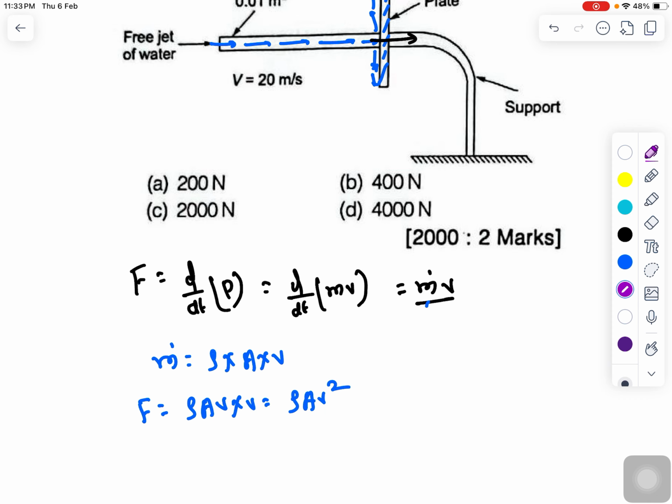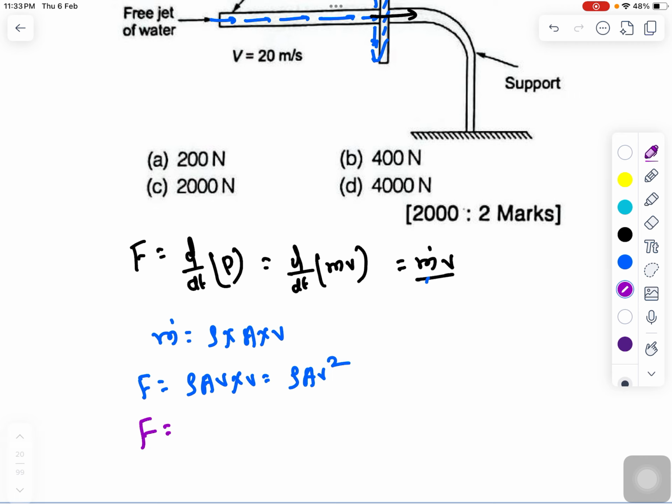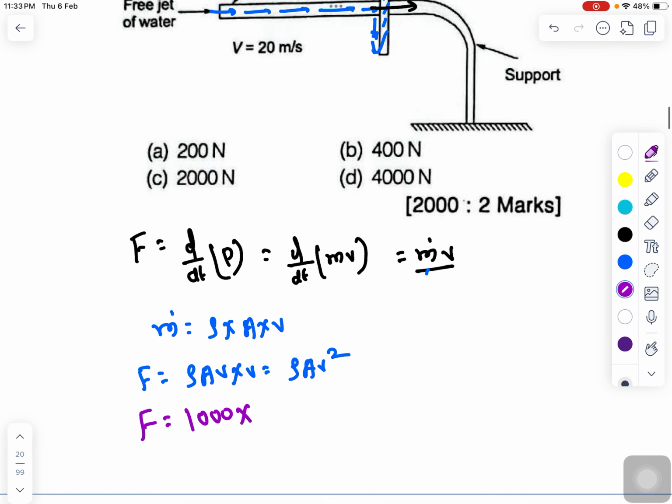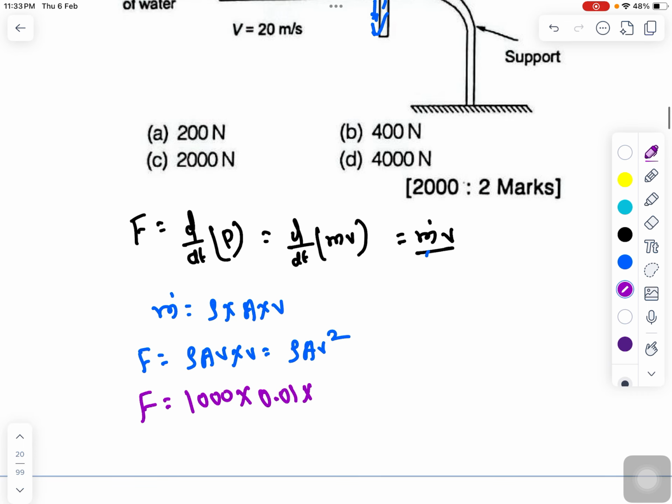That is simple. And now you can see that water is there, so density will be 1000. So I can write 1000 multiplied with the area of the jet, which is also given, 0.01 meter square, and the velocity is 20 squared. Now you can calculate these things: 1000 into 0.01 multiplied with 400, that will be equal to 4000 Newton. So from here you can see your option, 4000 Newton. So option D will be your correct answer.